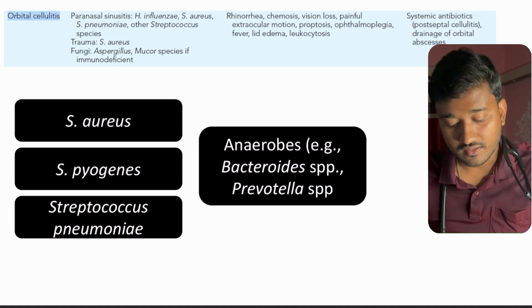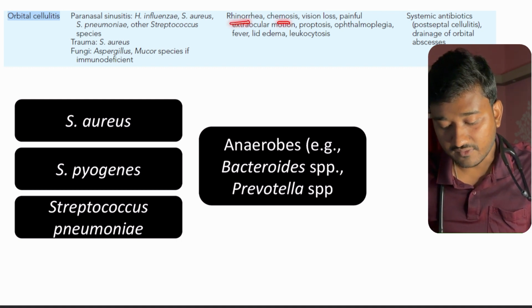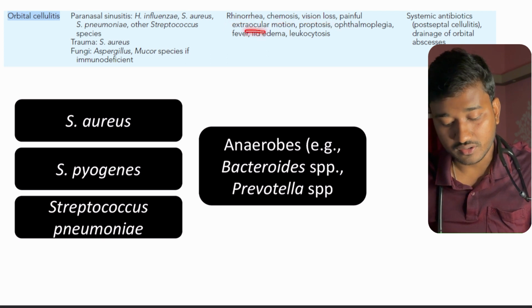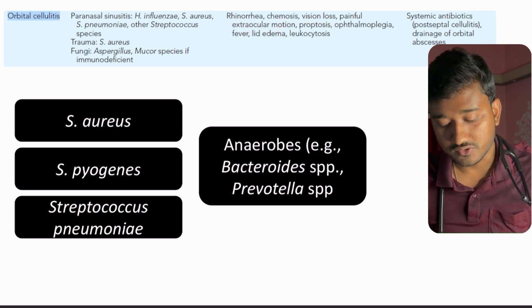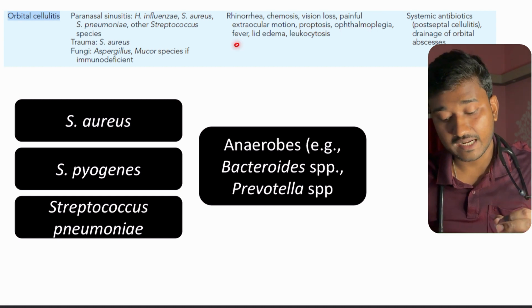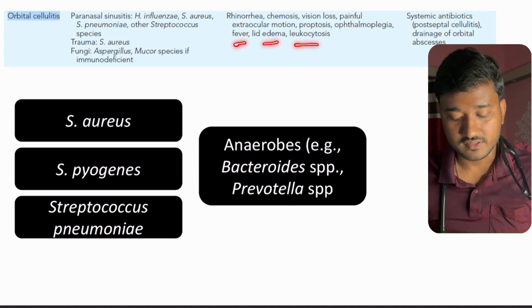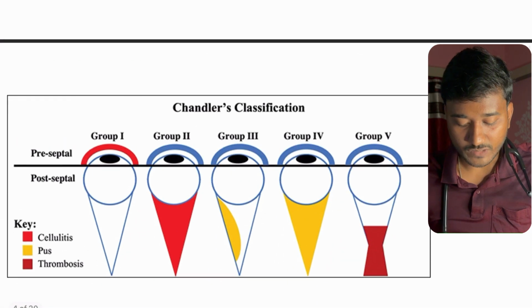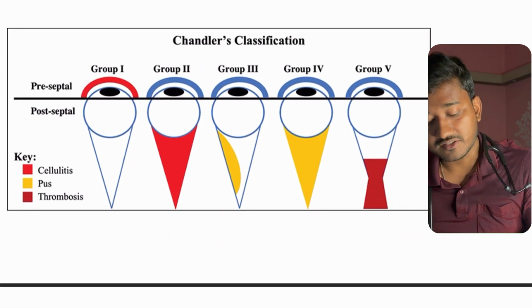Okay. So what are the symptoms? The symptoms are rhinorrhea, chemosis and vision loss, painful extraocular motions, and also proptosis and ophthalmoplegia. There will also be fever, lid edema and leukocytosis. These are common things.